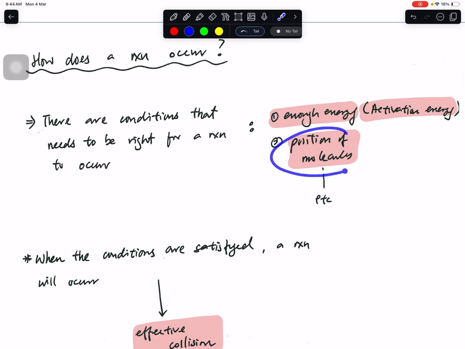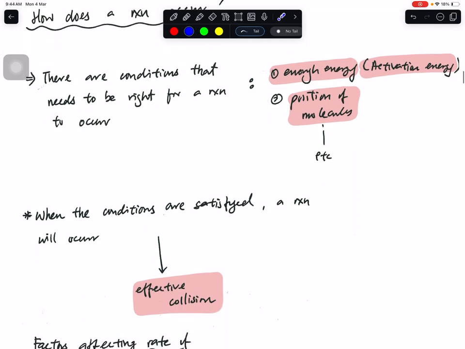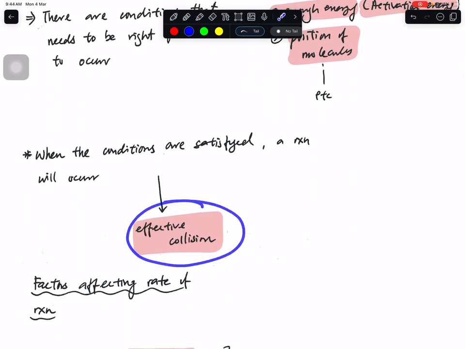The second thing here is the position of your molecules. By position of molecules, we actually mean more so the orientation of your particles. So when particles collide, they must collide in a correct manner with sufficient energy. And only after we have satisfied these two conditions can we call it an effective collision.